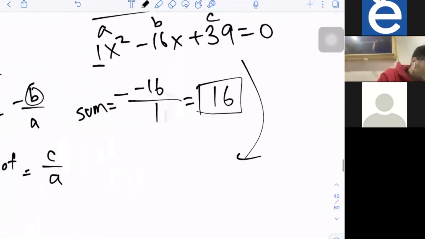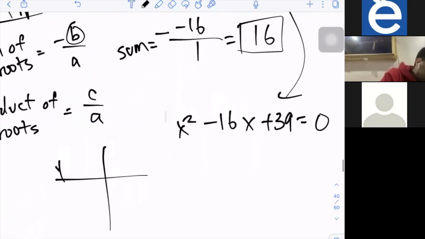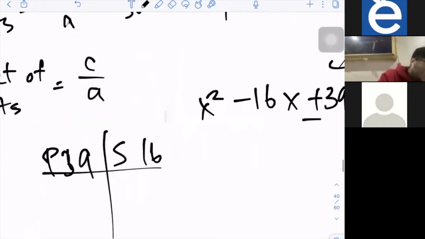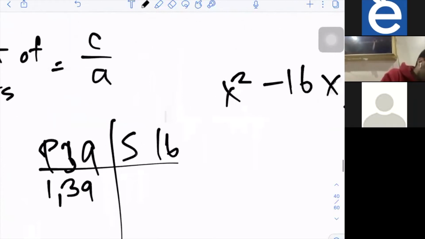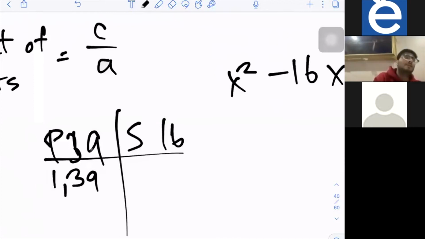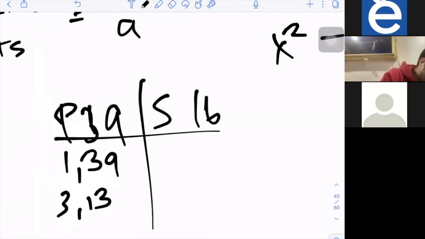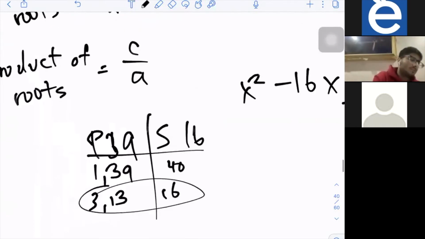We can factor this out the long way. So you get x squared minus 16x plus 39 is equal to 0. We have to find two factors that have a product of 39 and a sum of 16. So 1 and 39 are one option. 2 does not go evenly into 39. 3 and 13 work. So those are the two options. 1 and 39 add up to 40. 3 and 13 add up to 16. So these are our possible factors.